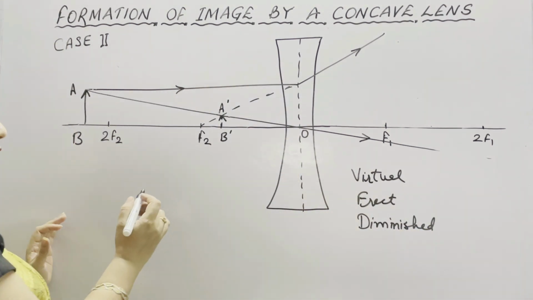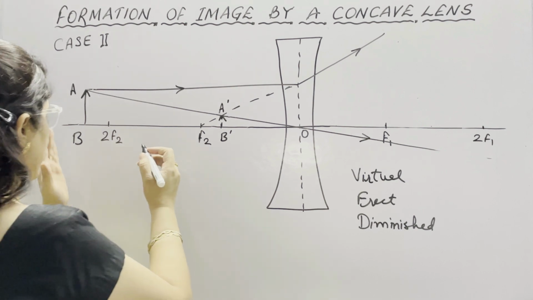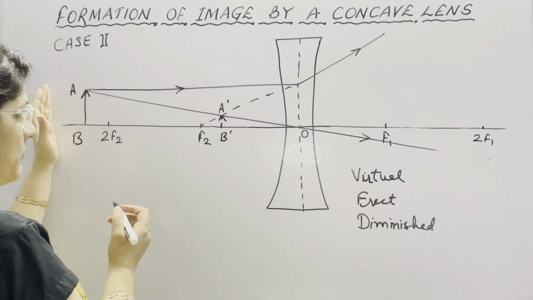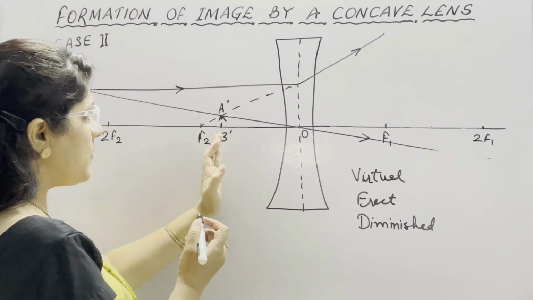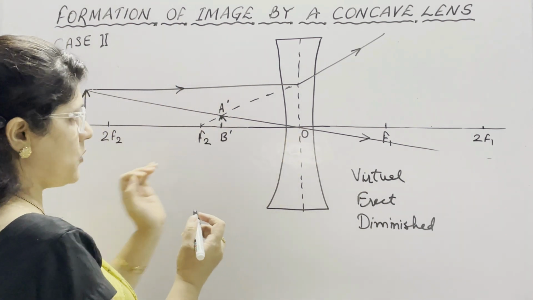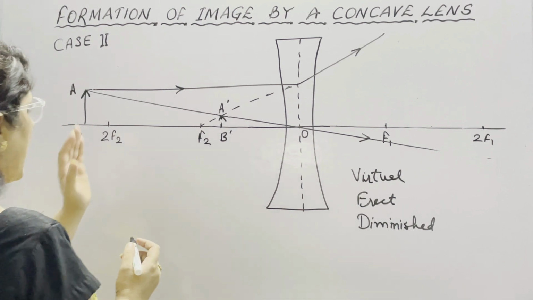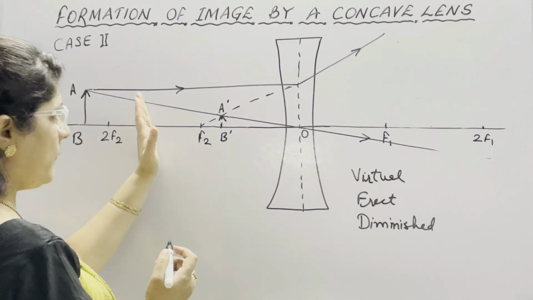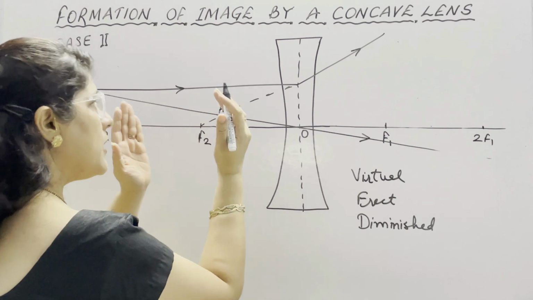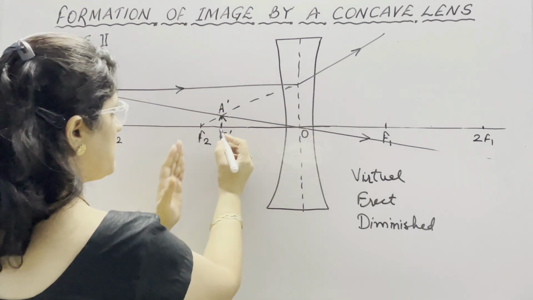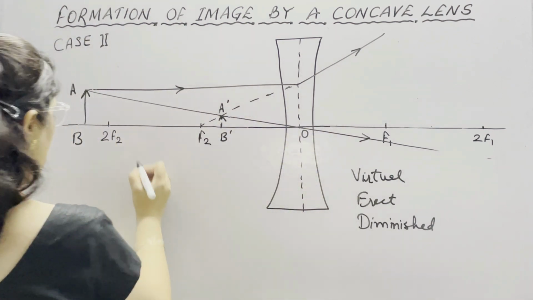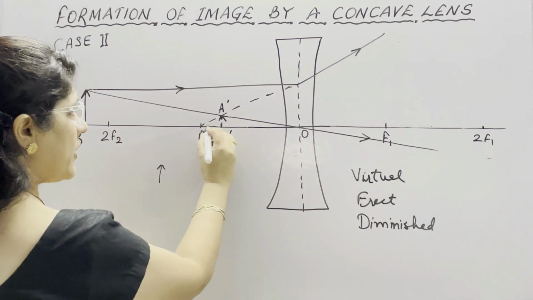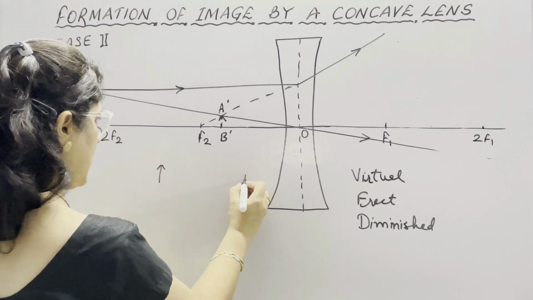Here one thing you need to remember, whenever we start moving the object and object is moving closer to the concave lens, the image is shifting towards the optical center of a concave lens. Suppose AB comes to 2f2, in between 2f2 and f2, then the image will remain between f2 and O, but it will shift closer and closer to the optical center. If the object comes this side, the image will remain in between them only, it will come even closer.